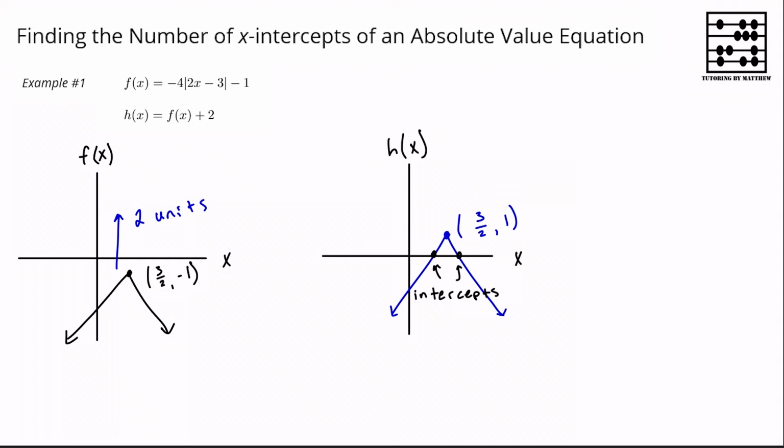Now we can see that h of x crosses the x-axis twice, which means that there are 2 x-intercepts. In fact, we know a downward-facing absolute value function with a vertex above the x-axis always has 2 intercepts, or 2 real solutions.